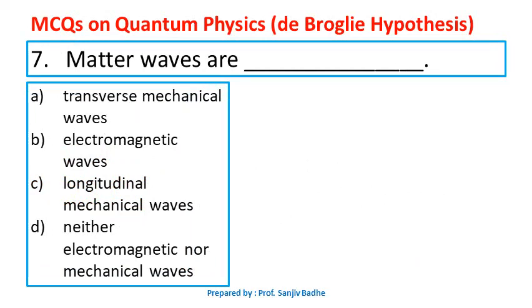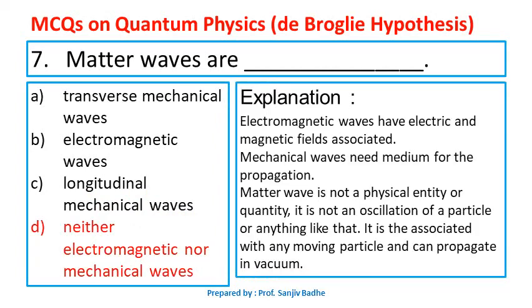Okay, select the correct option here. Matter waves are, the options are transverse mechanical waves, electromagnetic waves, longitudinal mechanical waves, neither electromagnetic nor mechanical waves. So which one option is the correct option? If we consider electromagnetic waves, these waves have electric and magnetic fields associated with them. Matter waves do not have such electric and magnetic fields associated. Mechanical waves need a medium for the propagation, but matter waves can propagate in vacuum also.